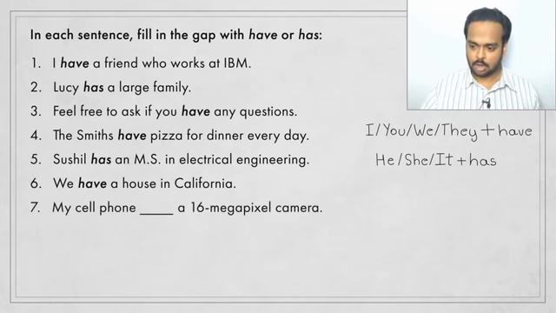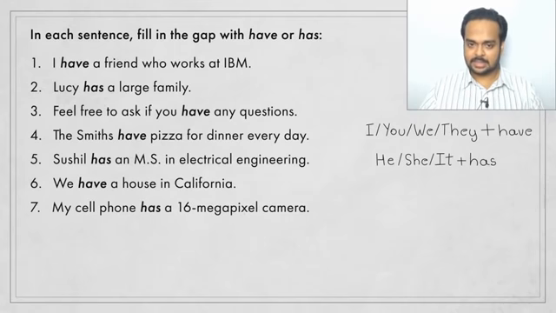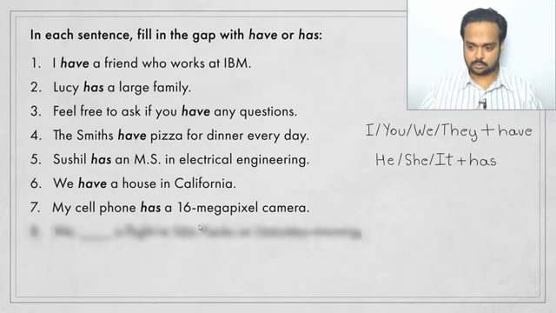Okay? All right. Number 7, my cell phone, a 16 megapixel camera. My cell phone has a 16 megapixel camera. Why has? Because my cell phone is a singular subject. It's like saying it, so it has is correct. And this sentence talks about a quality. So the 16 megapixel camera is a feature of my cell phone.